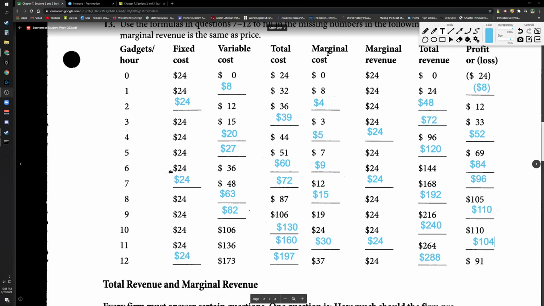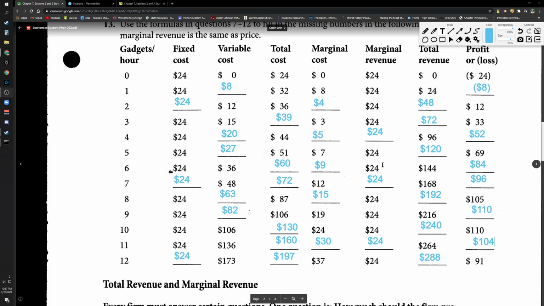Boom. My marginal cost, remember that's when you go from this number here to here, and then you divide it by the number, okay? So this is 8. The difference between 32 and 36 is 4, 36 and 39 is 3, and so on and so forth. Remember, you're only going up by 1 each time, so you're dividing by 1. So this marginal cost should not be an issue.